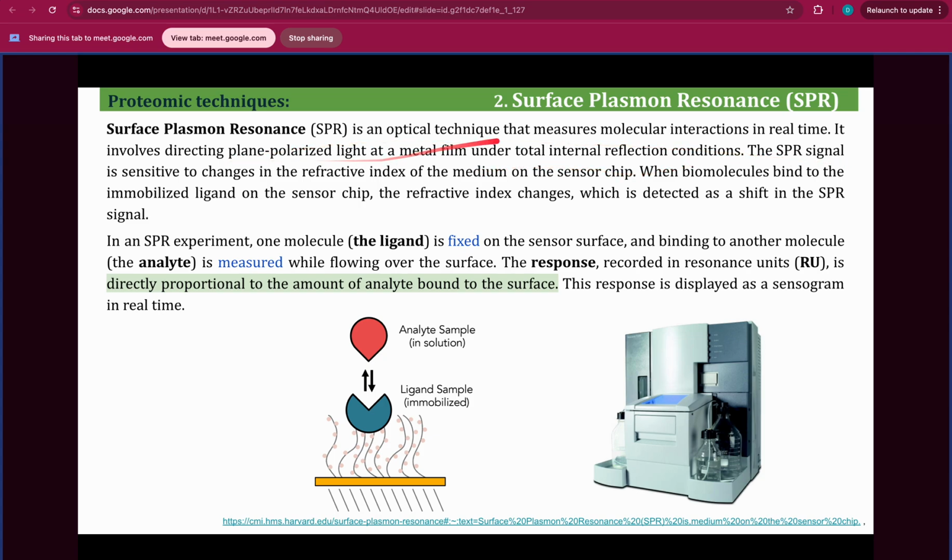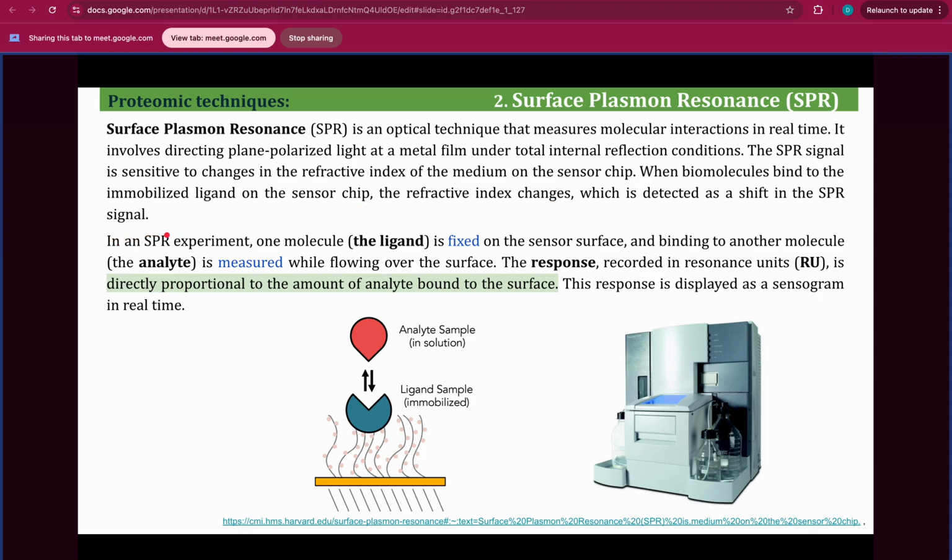SPR signals, which are the surface plasmon resonance signals, are sensitive to changes in the refractive index of the medium on the sensor chip. Here you can see this is the chip, and these are the immobilized ligand samples which are immobilized to this chip. When we pass polarized light through this surface, if my analyte sample binds to this ligand, it will change the properties of this surface, which will bend the polarized light to some other extent. Previously it was bending at some particular angle, but now that angle might change because there will be a change in the conditions of this surface from where the polarized light is passing, due to which there will be a change in the refractive index of the medium. So when biomolecules bind to these immobilized ligands on the sensor chip, the refractive index changes, which is detected as a shift in the SPR signal.